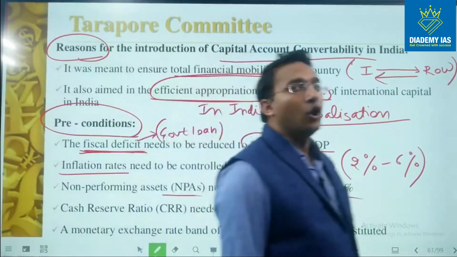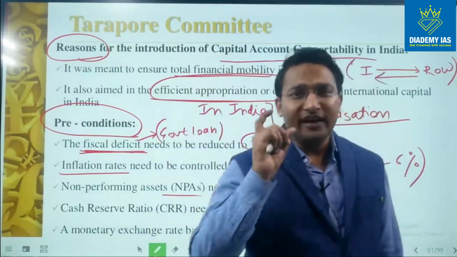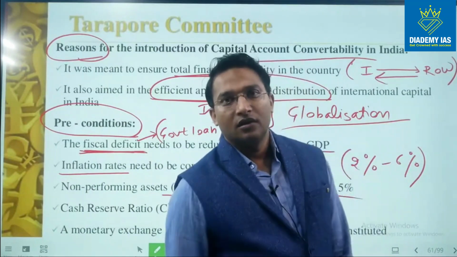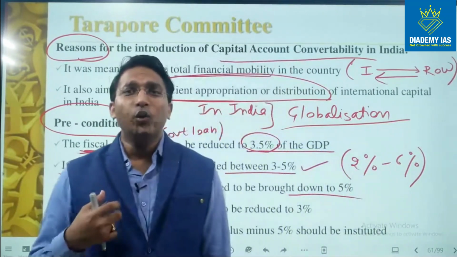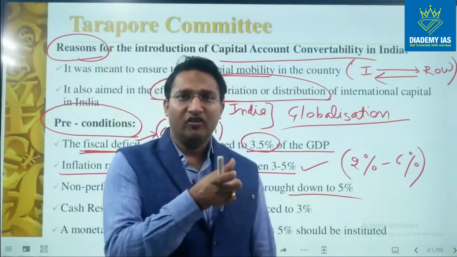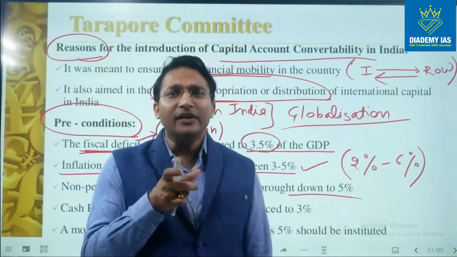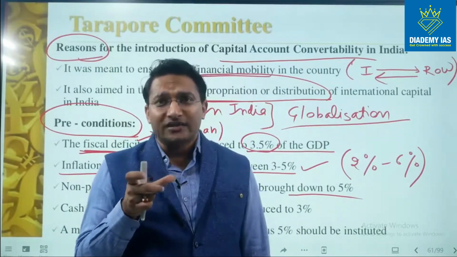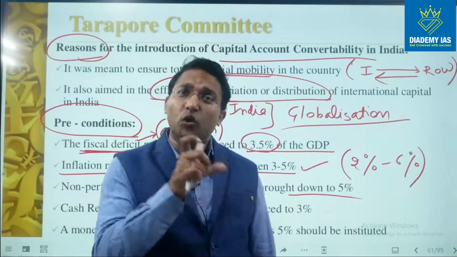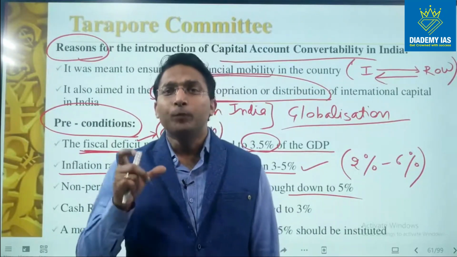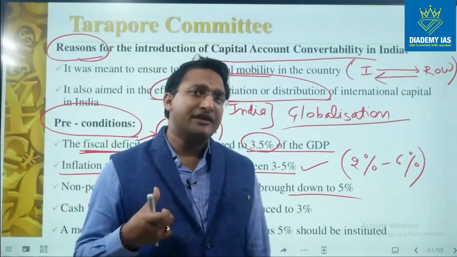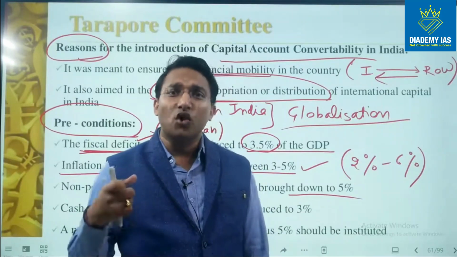The next condition is non-performing assets, or the bad loans. The Tarapore committee says NPA should not be more than 5%. But in India, we are having the NPA crisis. Since 2014, we can see that NPA has been in double digits. It is hovering between 10% to 12%. Right? So this NPA crisis indicates that this precondition is not met.